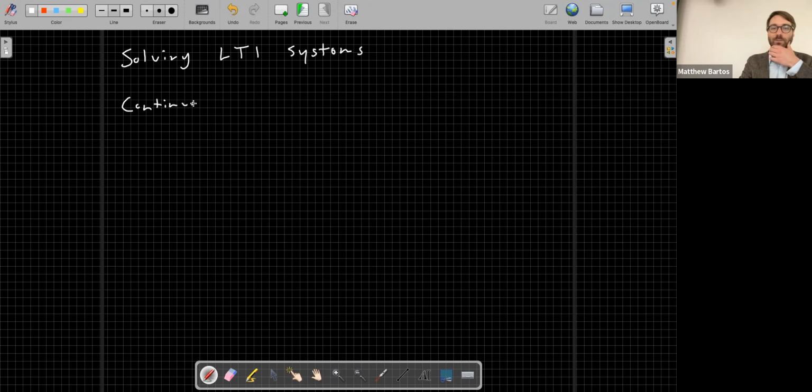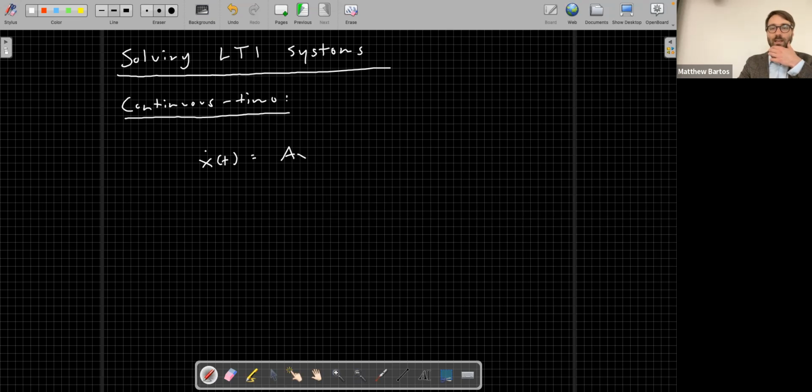I just want to give you the full solution for each case. So in continuous time, we have systems of the form x dot of t is equal to Ax of t plus Bu of t. These are all vectors. And if we have some observation equation, we have that y of t is equal to Cx of t plus Du of t.